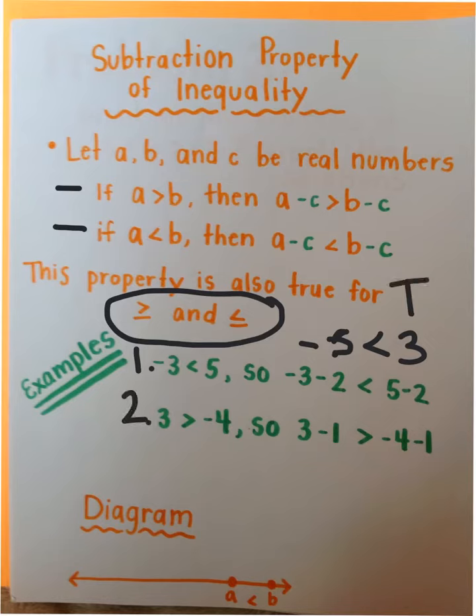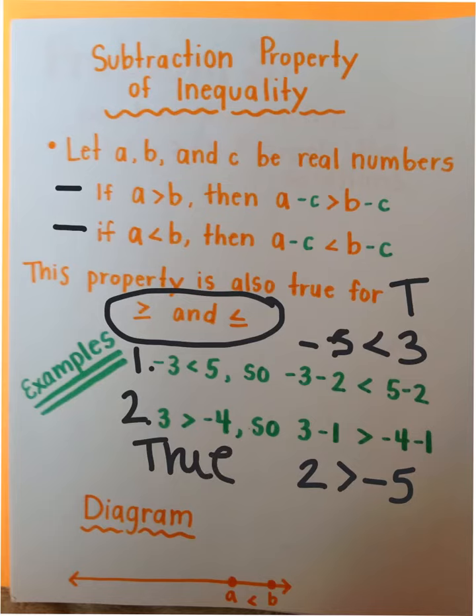The second one here, we have 3 is greater than -4. So 3 minus 1 will still be greater than -4 minus 1. Again, let's do the math and check. 3 minus 1 will leave us with 2, and -4 minus 1 will leave us with -5. I know that 2 is greater than -5, and that one is true as well.